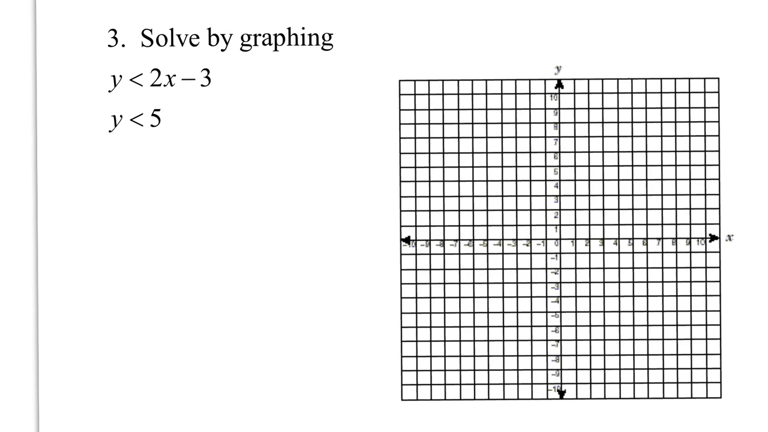Now for this one, what I want to show you guys is, especially the inequality on the bottom here, y is less than 5. You have to remember what you do to graph when you don't have an x, or sometimes you don't have a y. But let's go ahead and do the whole system.